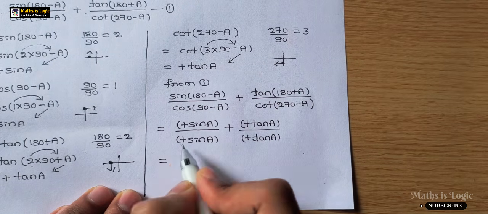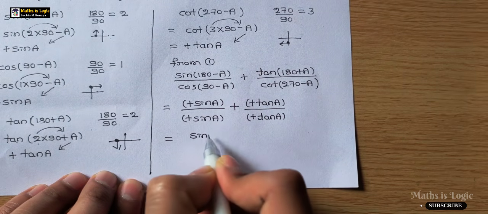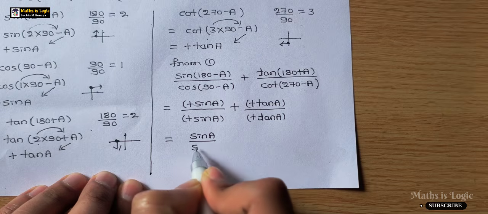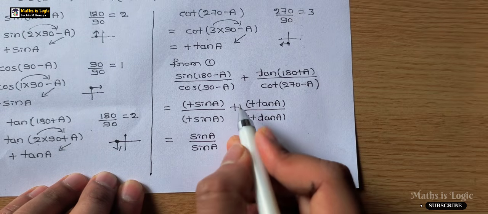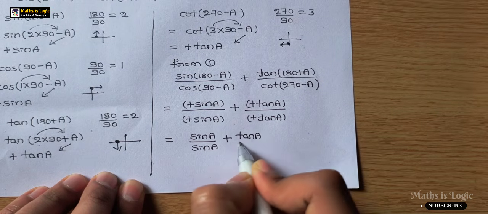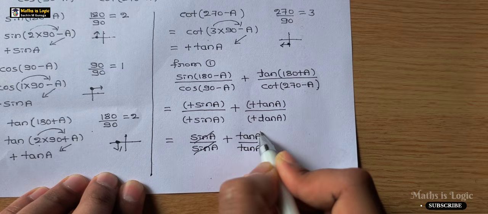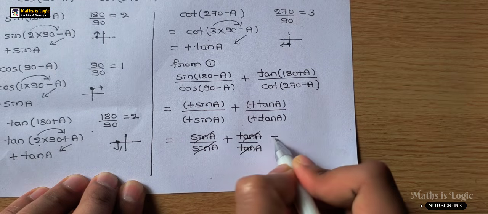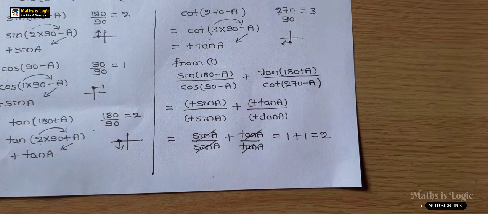Plus divided by plus is plus, therefore remaining is sine a divided by sine a, and again plus divided by plus is plus, tan a divided by tan a. Cancel sine with sine, tan with tan, which is equal to 1 plus 1. Final answer is 2.